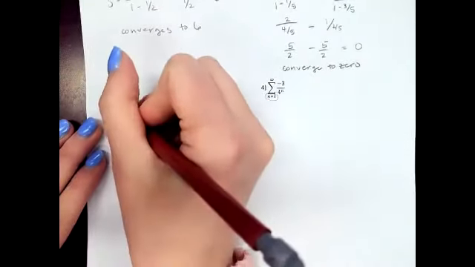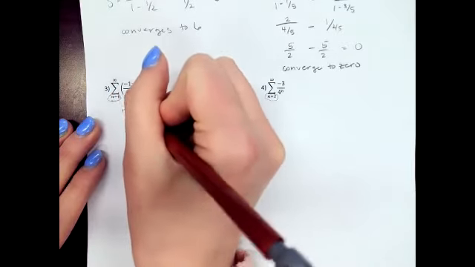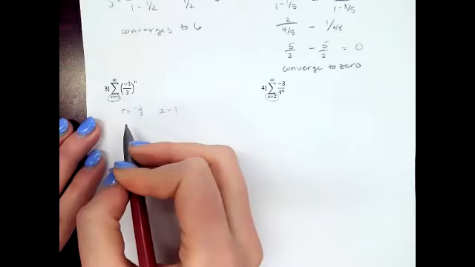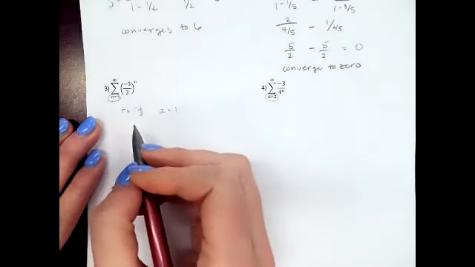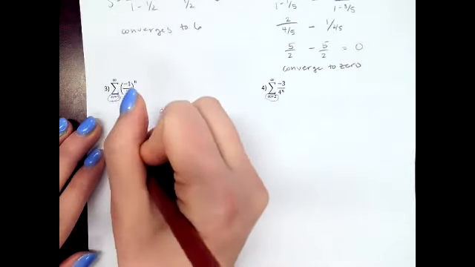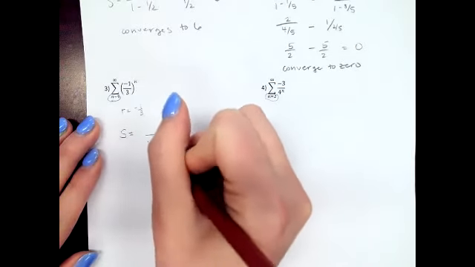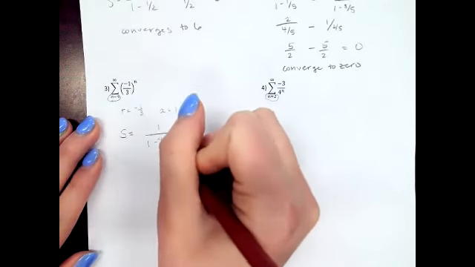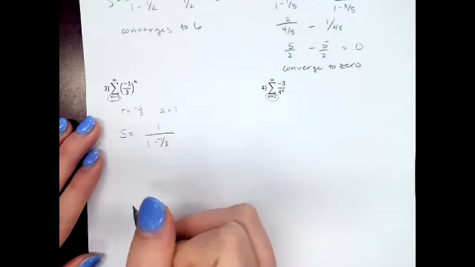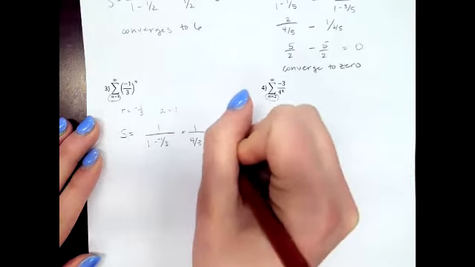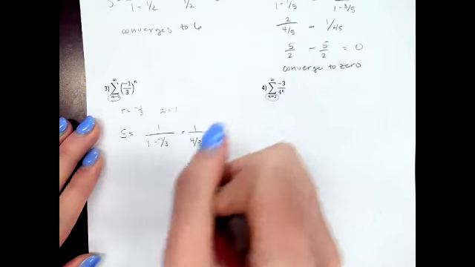This next one, we have an R value of -1/3 and an A of 1. Here, it doesn't matter if the R value is taken with the absolute value. In fact, we don't necessarily want it to when we're plugging into our sum formula. So we have 1 over 1 minus -1/3, or 1 over 4/3, which is 3/4.